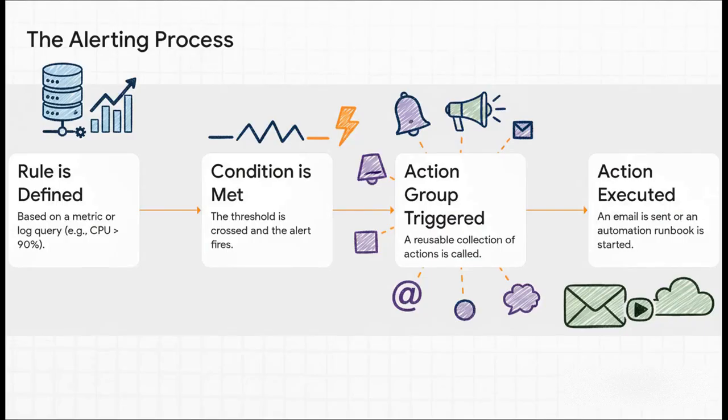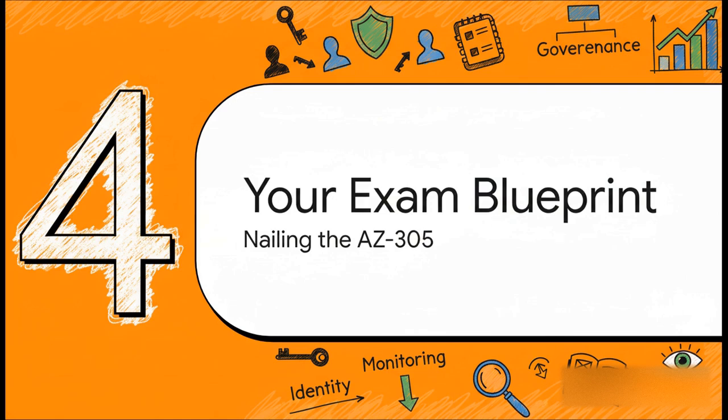So how does an alert actually work? Well, first, you define a rule, like, let me know if CPU is over 90% for 5 minutes. When that condition is met, boom, the alert fires. And here's the key part. It triggers an action group. Think of the action group as a separate, reusable recipe for what to do next. Send an email, page the on-call engineer, or maybe even kick off an automation runbook to try and fix the problem. All right, we've walked through all three pillars.